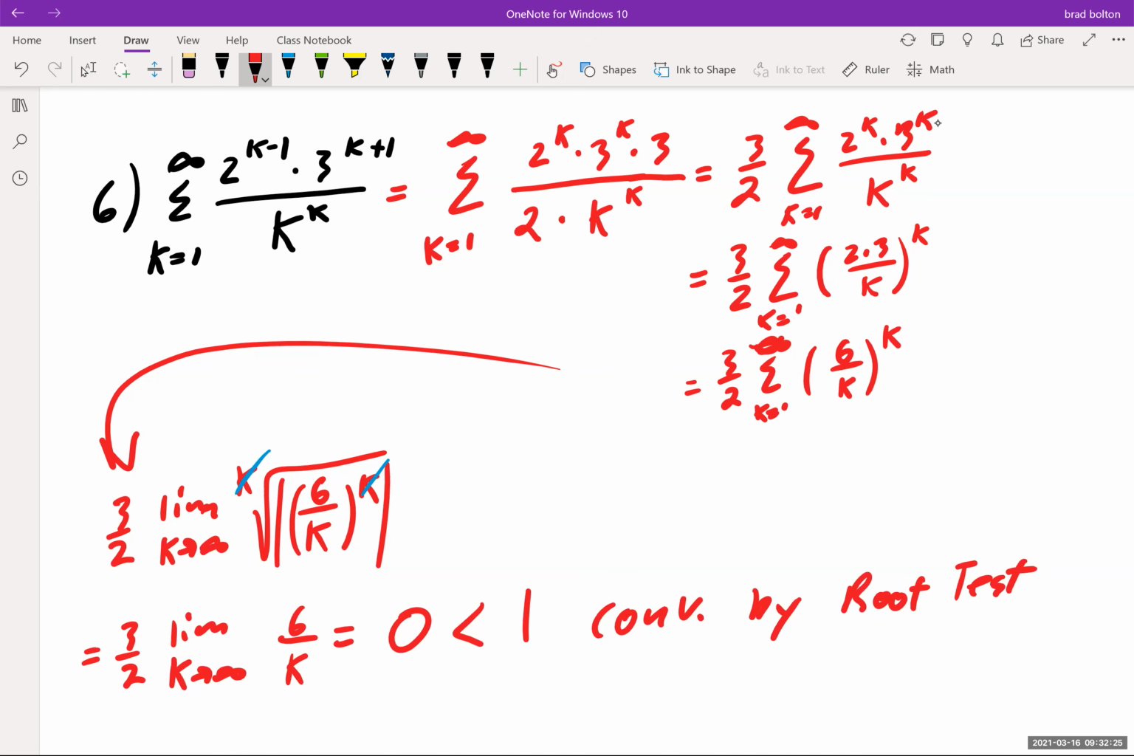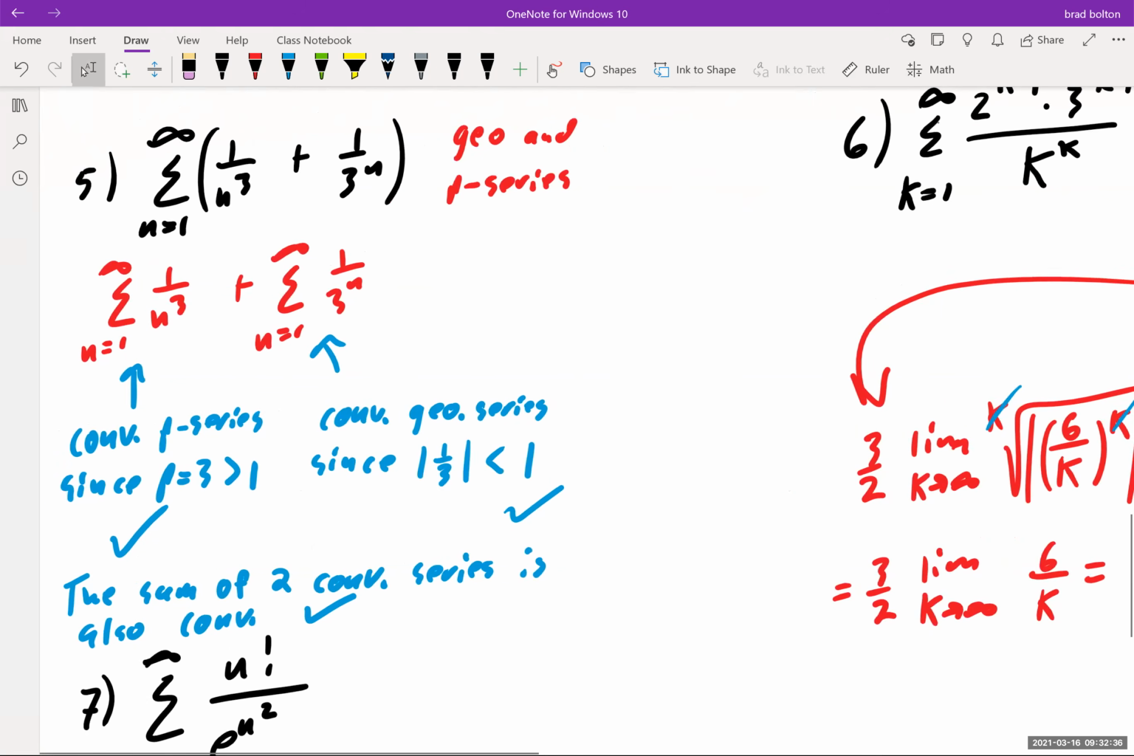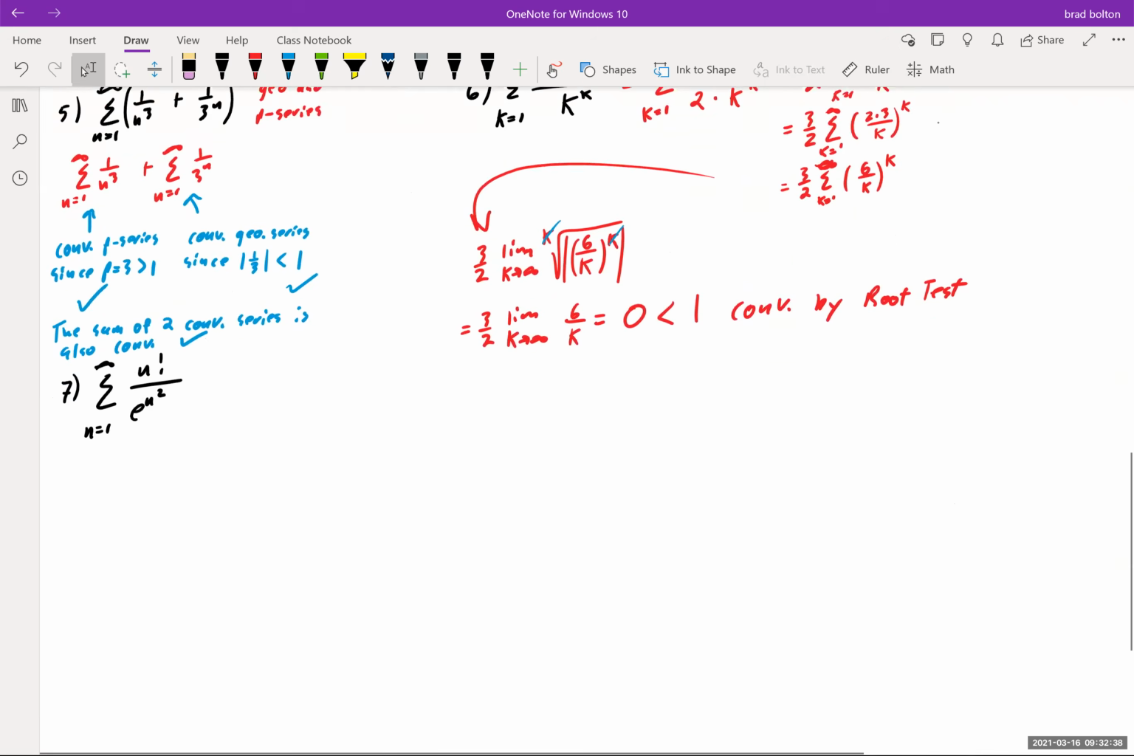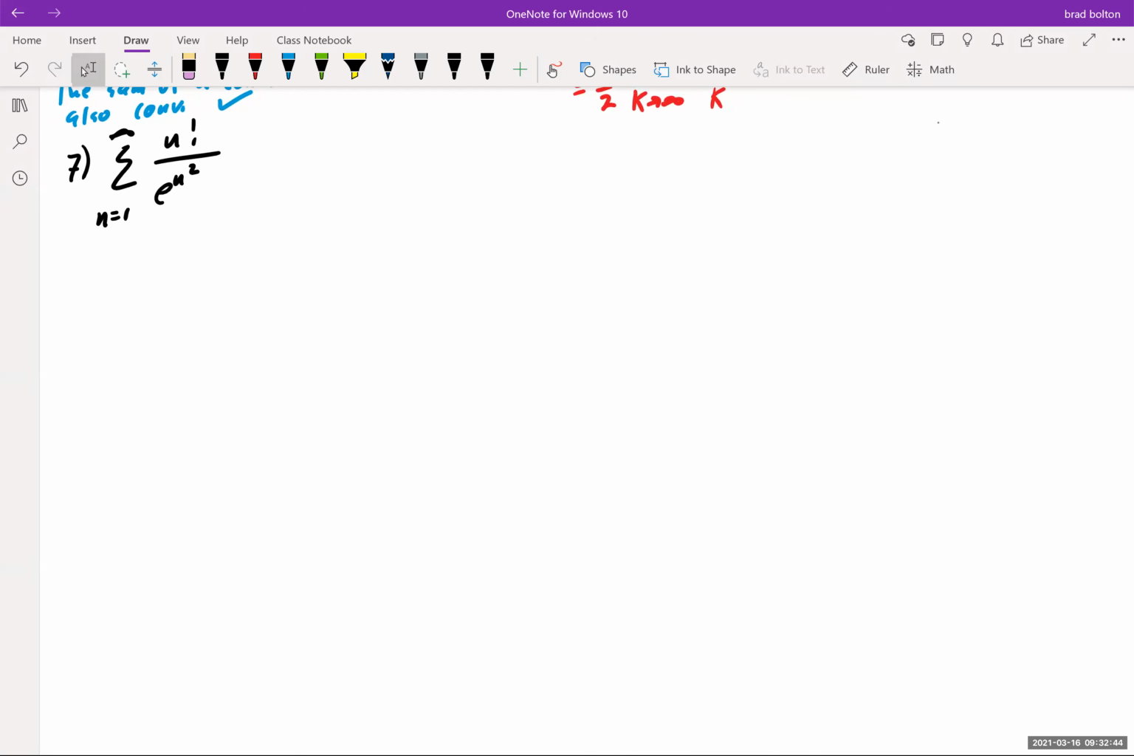Okay, so the root test is kind of nice because we know that whenever the limit is less than 1, we get convergent by the root test. All right, so I think that's almost all of them. Let's do this one last one. Now here, this one has a factorial in it. So we're going to kind of lean on the ratio test, right?